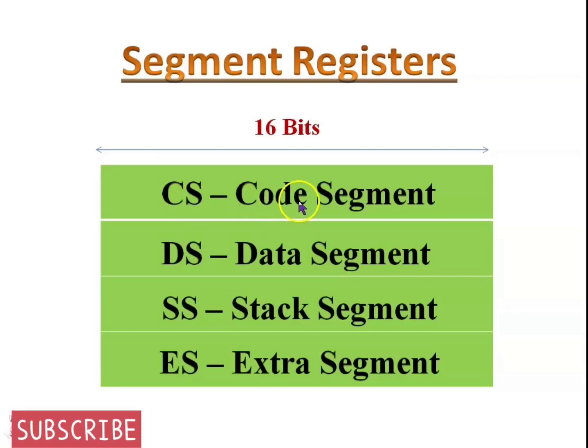CS means code segment register. It points to the area of the memory where the code is stored. DS means data segment register. It points to the memory where the data is stored. SS means stack segment register. It points to the area of the memory where the processor temporarily stores a value. ES means extra segment register. It points wherever the user wants it to point. All these registers are 16-bit long.